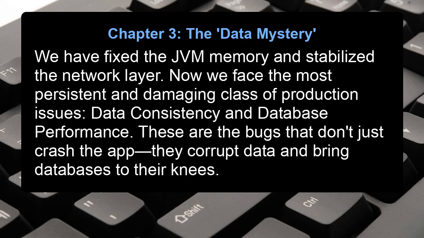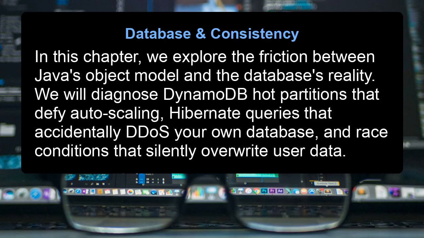Chapter 3, the data mystery. We have fixed the JVM memory and stabilized the network layer. Now we face the most persistent and damaging class of production issues: data consistency and database performance. These are the bugs that do not just crash the app, they corrupt data and bring databases to their knees. Database and consistency. In this chapter, we explore the friction between Java's object model and the database's reality. We will diagnose DynamoDB hot partitions that defy auto-scaling, Hibernate queries that accidentally DDoS your own database, and race conditions that silently overwrite user data.